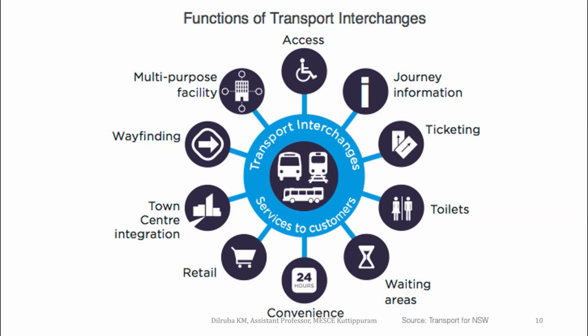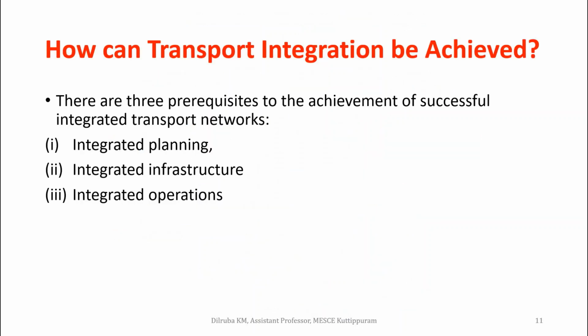And if all those facilities are provided for wayfinding, and multi-purpose facilities are also there, so these are the functions of transport interchanges. These are the keys or entities that should be there in order to make our transport integration more user friendly.